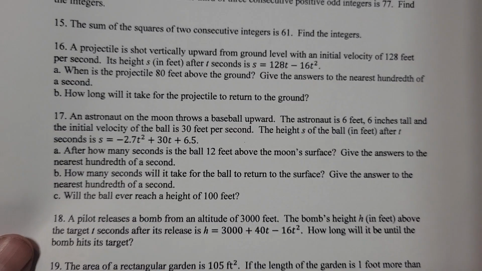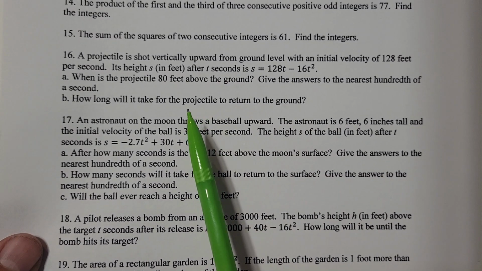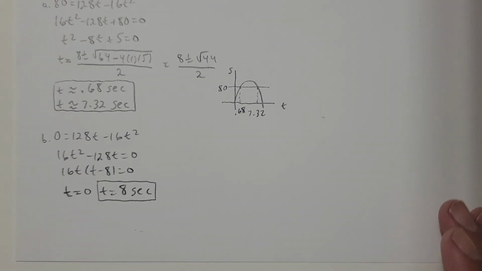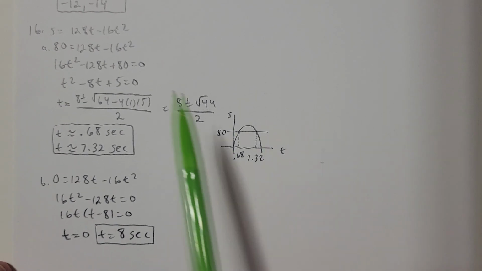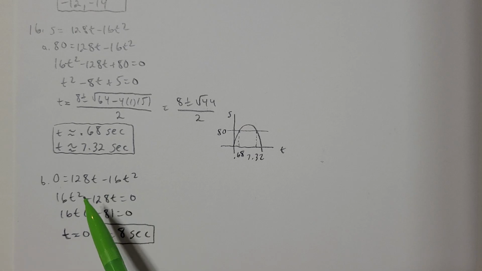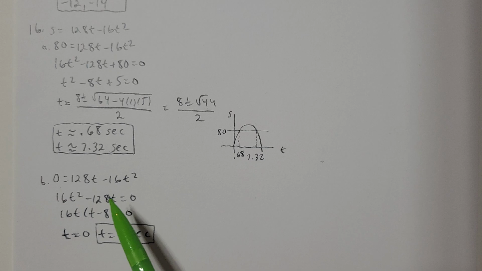Okay, part B says, how long will it take for the projectile to return to the ground? Okay, so you're going to be on the ground when the height is 0. So if I solve this equation, 0 equals 128t minus 16t squared. Let's get everything on the left. And then here's my quadratic equation.